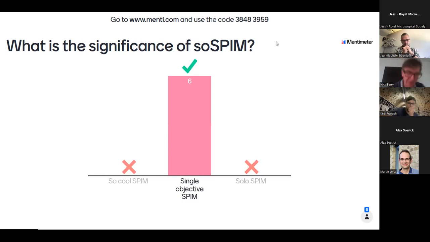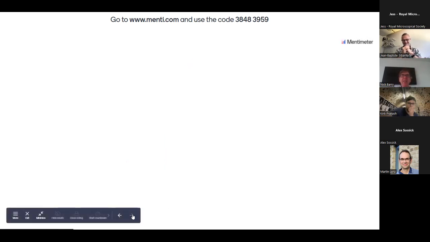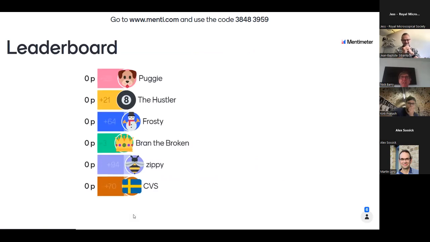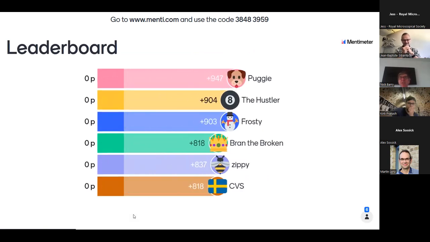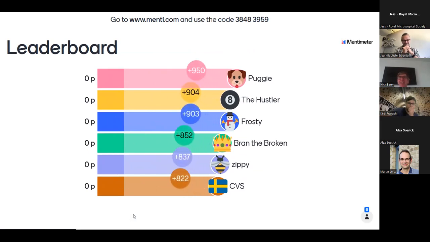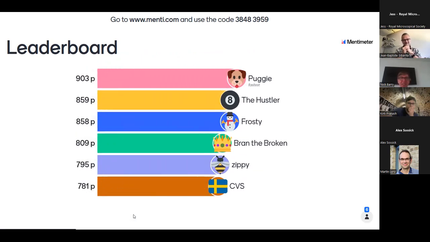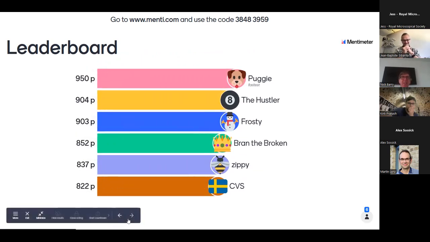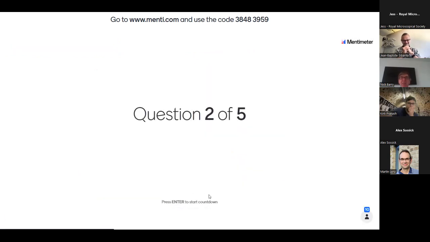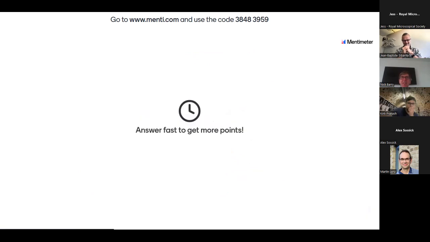All right, we've got six players in. Right, excellent. So let's see how we're doing on time. Right, Puggy, the Hustler, Frosty, Bran the Broken, Zippy, and CVS. And the winner so far, right? But actually, everyone's pretty much on your tail, so get on the buttons quickly.